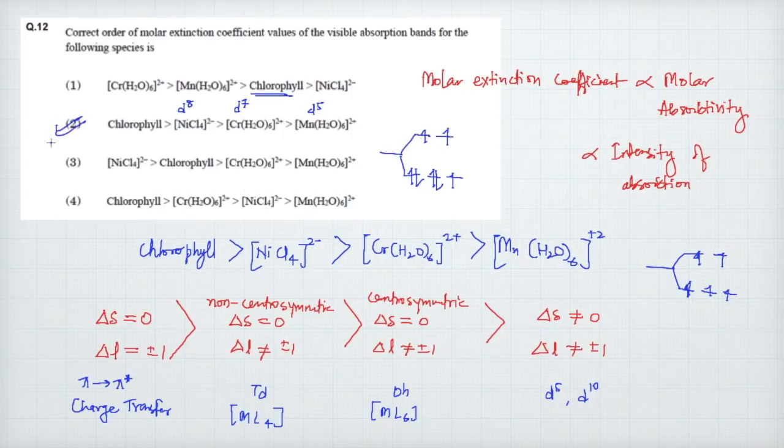So it was pretty simple. You just have to look upon the intensity order of the absorption. Based upon that you can tell the molar absorptivity, and molar absorptivity and molar extinction coefficient are directly proportional to each other with that particular formula, A = εCl. So you can tell that answer option number 2 is going to be the correct answer for that. Alright, let's go to the next question then.